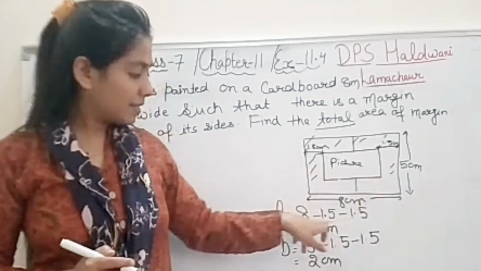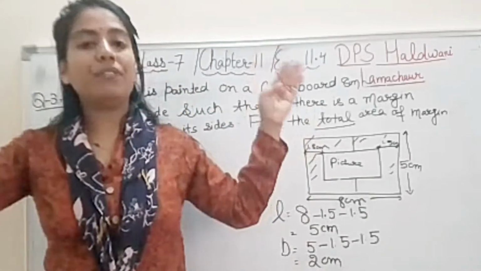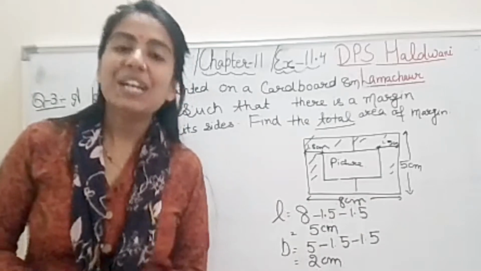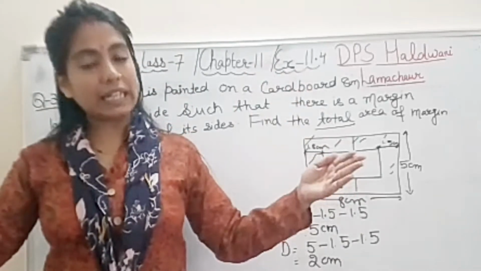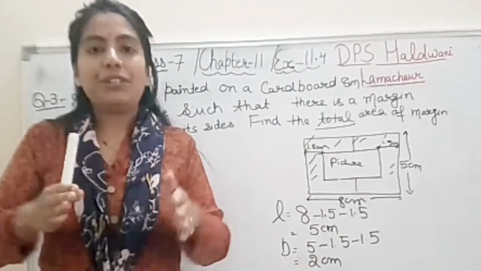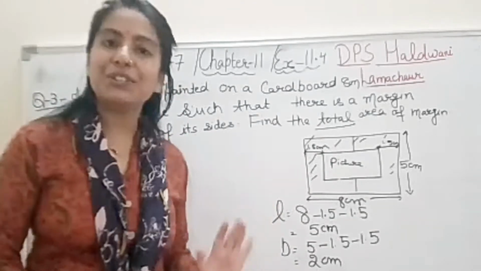And you can check by adding also. The inside length is 5. 5 plus 1.5 plus 1.5, total 8 came, student. Got it? It means if you have to find the outside, you will add the margin, and if you have to find the inside, you will subtract the margin. That's it. Okay? So you know the length and breadth.